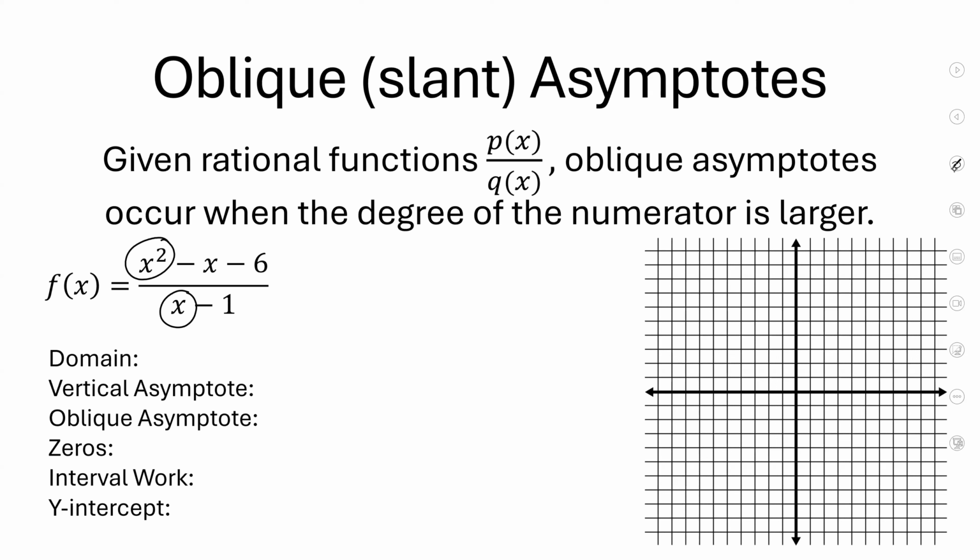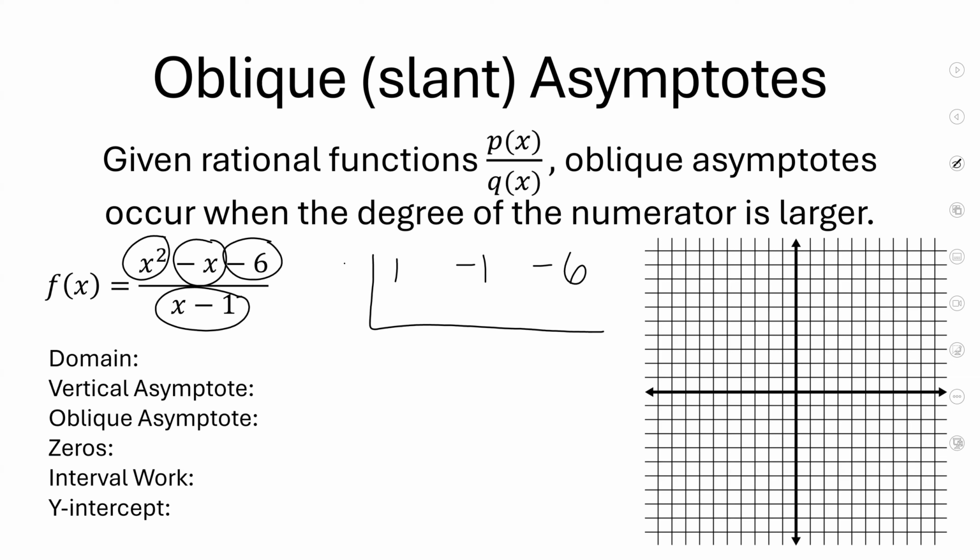The way that we find it is we do synthetic division. So I'm going to do synthetic division. I'm going to get 1, -1, and -6. And I'm going to divide it by this linear. So what will go out here? I set this equal to 0 and solve. So I'll get x equals 1. So that will go up here.